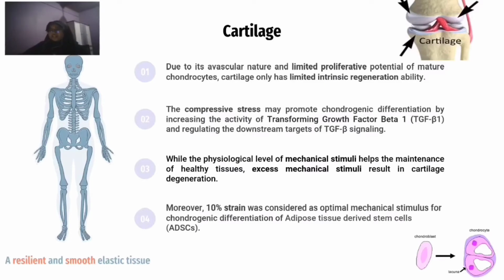The physiological level of mechanical stimuli helps the maintenance of healthy tissues, but an excess of mechanical stimuli results in damage of tissues. A study by Koikit and his team in 2015 demonstrated that excess mechanical stimuli promote mitochondrial superoxide generation and cause imbalance of superoxide dismutase 2 in chondrocytes, which would result in cartilage degeneration. It is said that 10% strain was considered the optimal mechanical stimulus for chondrogenic differentiation of adipose tissue-derived stem cells.